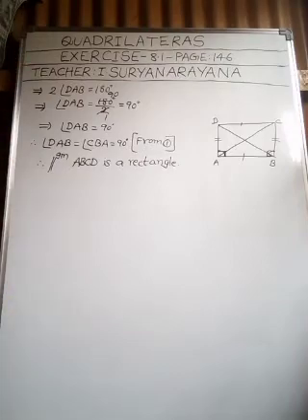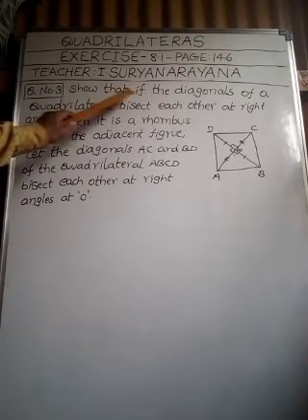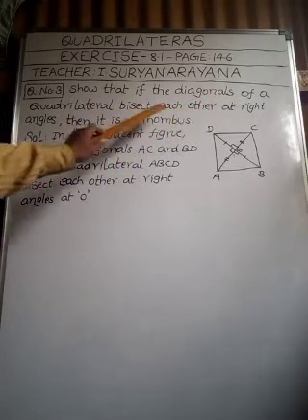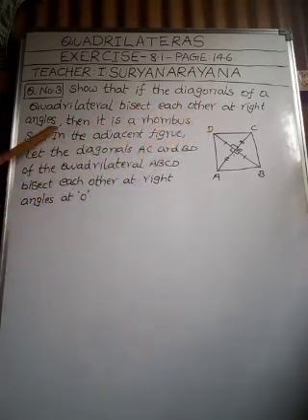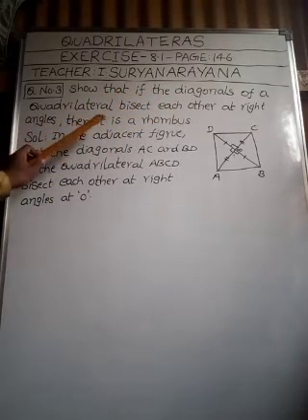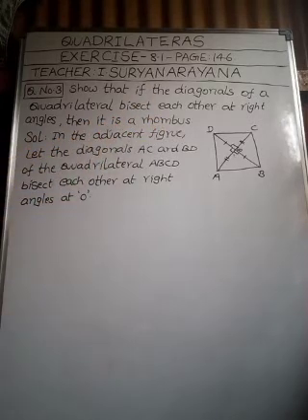Okay, my children, understood? Right. Now, come to the next question. That is question number 3. Show that if the diagonals of a quadrilateral bisect each other at right angles, then it is a rhombus. Understood this question, my children? If the diagonals of a quadrilateral bisect each other at right angles, we have to show that the quadrilateral is a rhombus. Okay, my children?